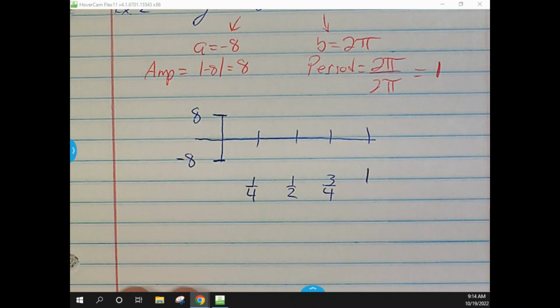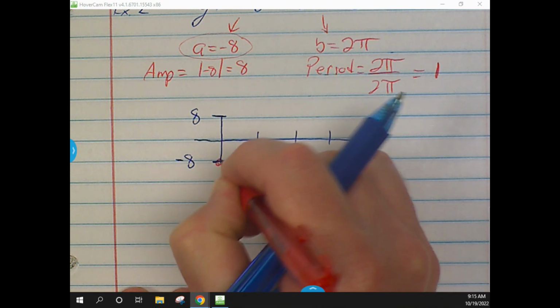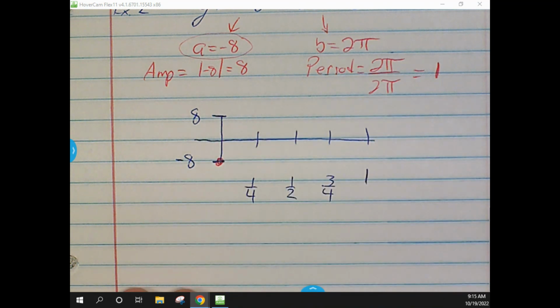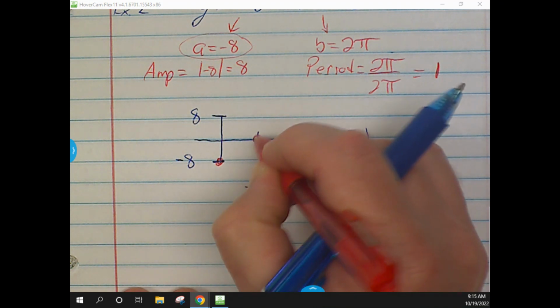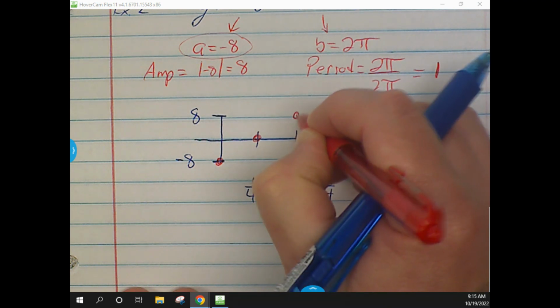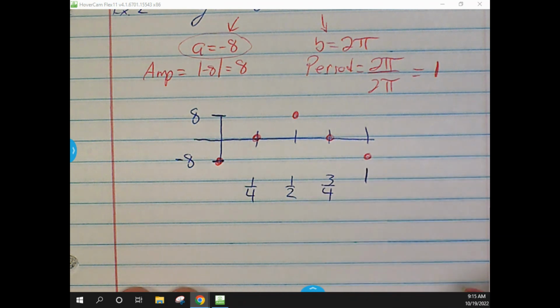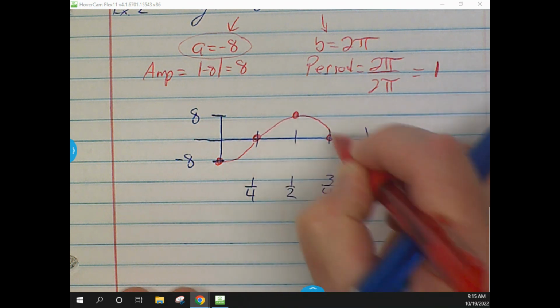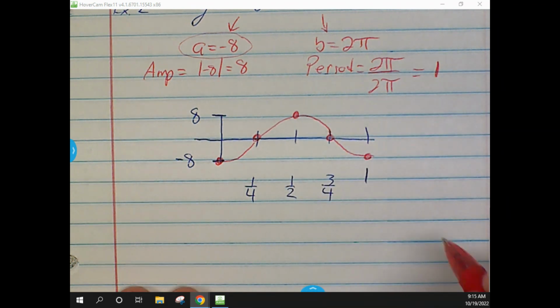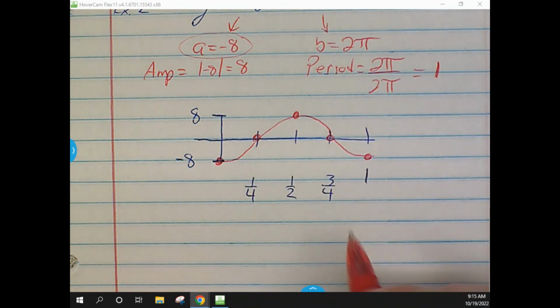Okay. And again, with the cosine values, you start at the A value. So the A value is -8, so we're going to start at -8. So if we're at the bottom, before you get to the top, you've got to get through the middle. Then you're at the top, to the middle, and then back to the bottom. Okay. Again, make it a bell-shaped curve. Do not make it a V shape.